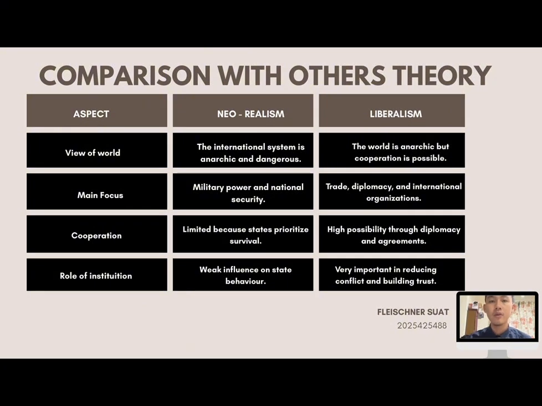Lastly, neorealism believes cooperation is limited because states mainly care about their own survival. On the other hand, liberalism believes cooperation and international institutions can build trust and create peace between countries. So that's all the comparison between neorealism and also liberalism.